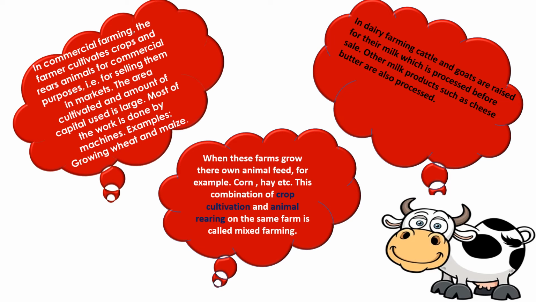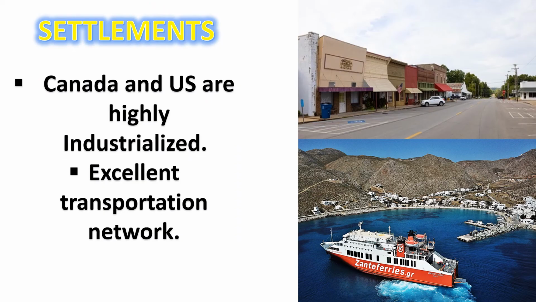In dairy farming, cattle and goats are raised for milk, which is processed before sale. Other milk products such as cheese and butter are also processed here. Settlements found in the prairie of Canada and the US are highly industrialized. They have excellent transport networks.